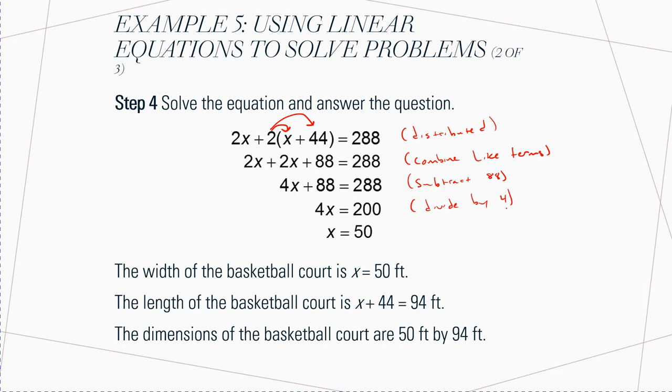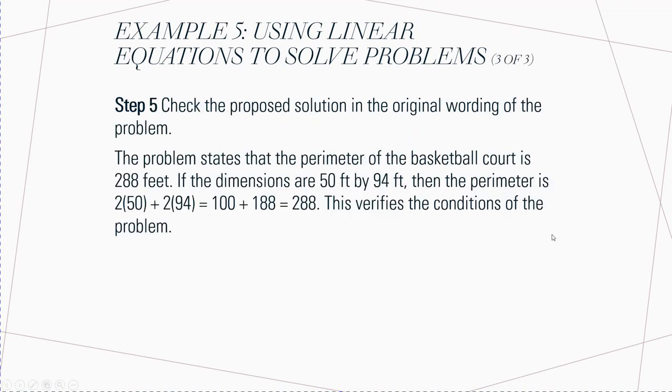So realize what that is. That's the width of the basketball court because that's x. So then what is the length? Well, it's x plus 44 gets you 94 here in this case. So the dimensions of the basketball court here, all right, are 50 feet by 94 feet. And we'll check to make sure that this makes sense. Indeed, it does. If you take 2 times 50 plus 2 times 94, that does get you the 288. All right, so this verifies the conditions here.